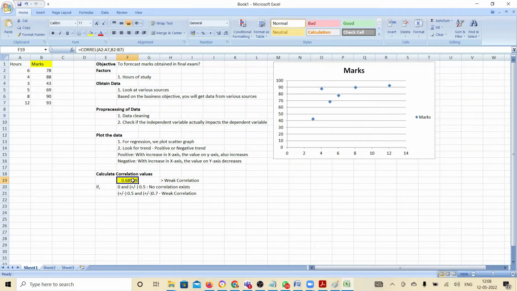What is the correlation value? To find the correlation value in Excel, we have a function called CORREL. In the CORREL function, first we pass the first data set. You need to find correlation between X and Y, isn't it? So first I'm passing the X value. What is the X value? It is A2 to A7, correct? Yes. And the Y value is B2 to B7. So I've written CORREL A2 to A7 and B2 to B7, and you hit enter. Now you get the correlation value here.